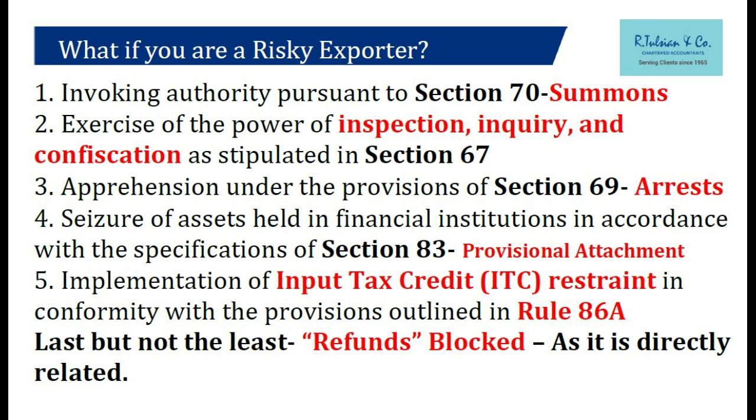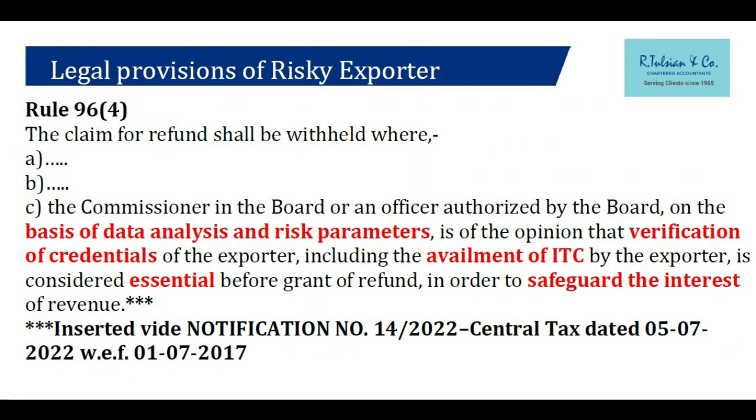Now sir, does this risky exporter tag have any backing, or do they just do this arbitrarily? Yes sir, it has a backing. Amendment, Notification 14/2022, retrospective from 1st of July. In cases where I have reason to believe that I have to verify the credentials of this exporter, or he has purchased from some supplier who has indulged in fraudulent activity, I will withhold the refund. This is the particular rule, Rule 96 sub-rule 4, which says that as per data analysis and parameters, I want to deeply examine the availment of this input tax credit before allowing the refund. So in that case, withhold the refund.